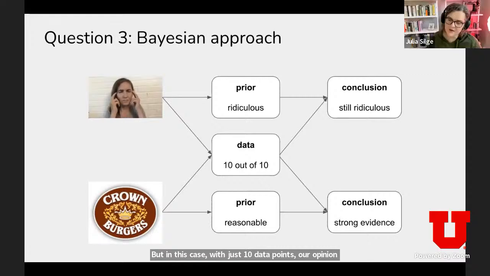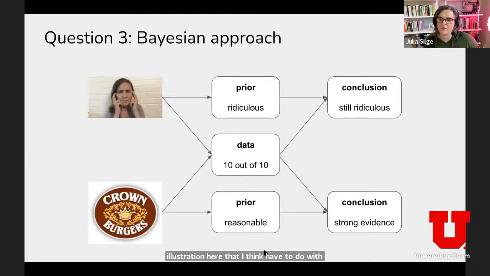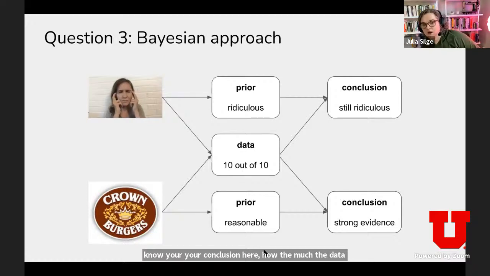There are a couple of questions about this initial illustration. I think they have to do with how much the data moves the prior to get you to your conclusion. Some people are asking: would you call evidence stronger if it moved you from your prior to your posterior more? I hope I expressed that about the same.